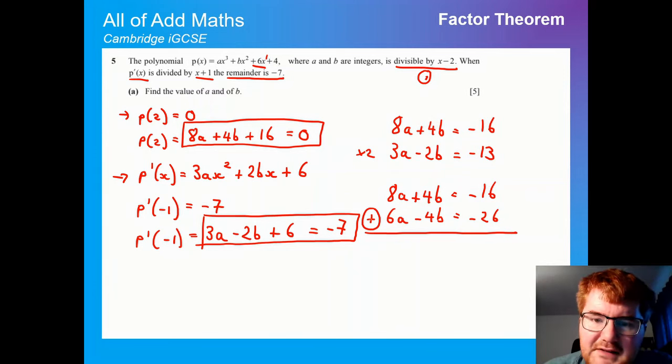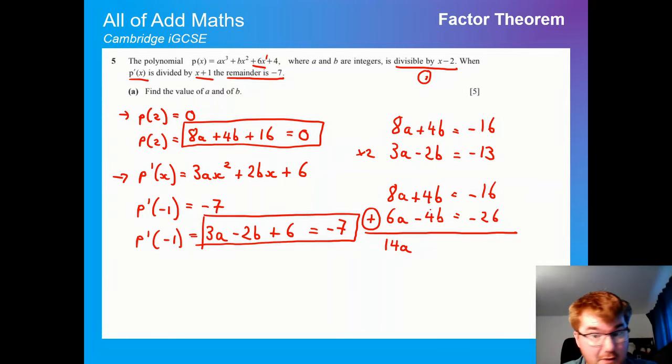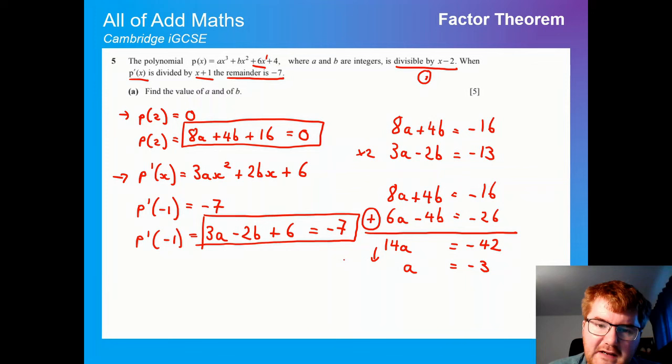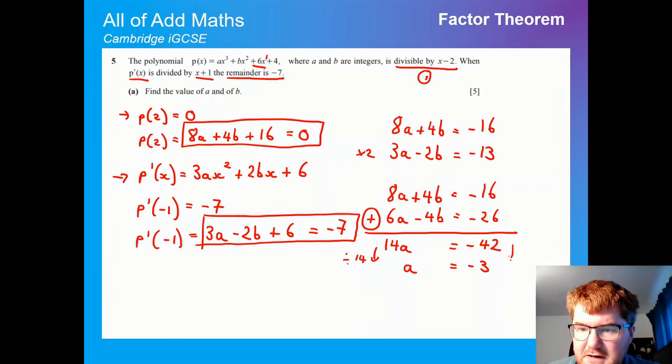First of all, 8a plus 6a is equal to 14a. 4b plus minus 4b, well, that's 0, so that's exactly what we wanted. And then finally here, minus 16 plus minus 26. So we're going to add the two negative numbers together, and that gives us minus 42. At this point, it's just some straightforward equation solving. So we're going to divide by 14 on both sides, giving us a is equal to negative 3. Remember, solving any equations, you do those inverse operations. So we divide by 14 on both sides.